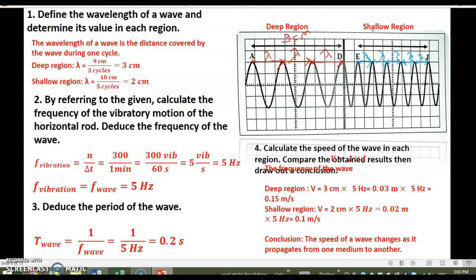So what can we conclude concerning the speed? The speed of a wave changes as it propagates from one medium to another, because 0.15 is different from 0.1.